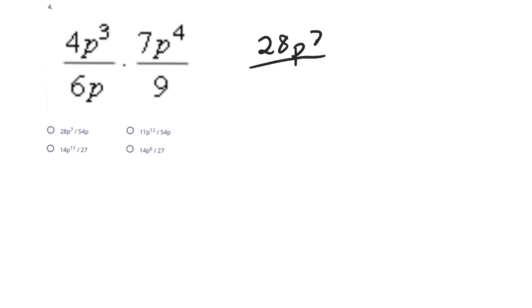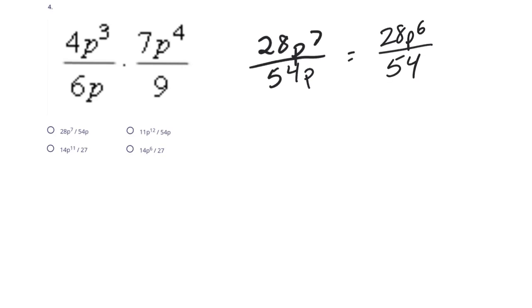Then you're going to have that over 6 times 9. 6 times 9 is going to give you 54. And then you bring the p over. But now I've got p to the 7th on top and a p on bottom, so I have to also reduce that. And that's okay. So I've got 6 more p's on top than on bottom. So that would be 28 p to the 6th over 54.